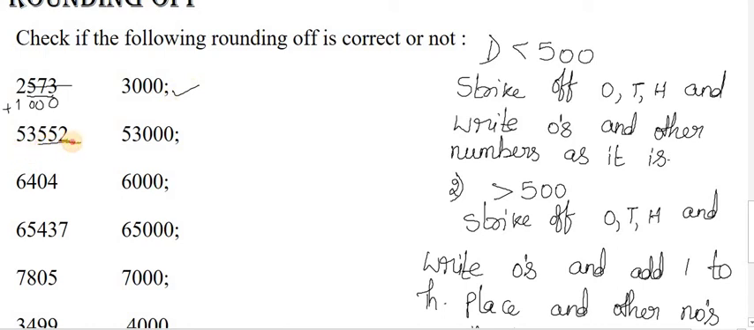Now the last 3 digits are also greater than 500. Strike off and write zeros. Add 1 to the thousands place. Write the number as it is, meaning 54,000. And the last 3 digits are less than 500, so 6000. Here the last 3 digits are also less than 500, the answer is 65,000. And here it is greater than 500, so we should add 1 to the thousands place. We strike off and write 3 zeros, meaning 8000.